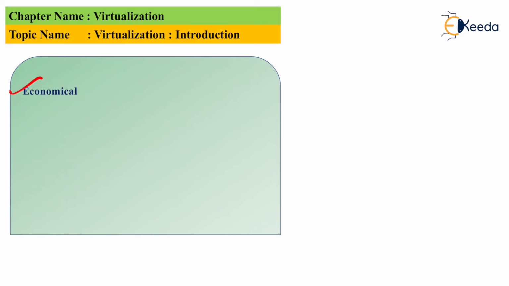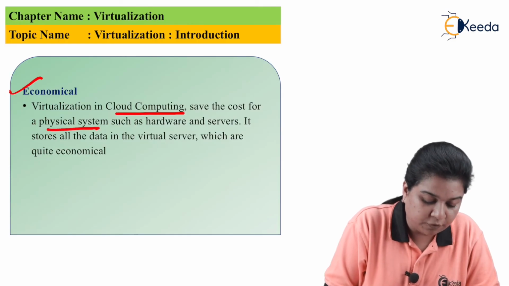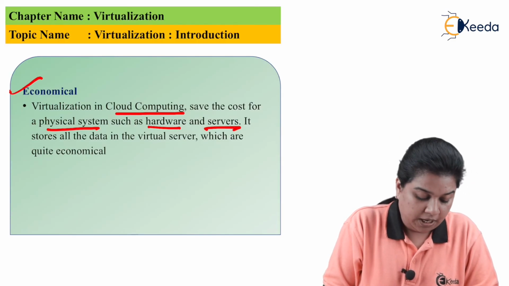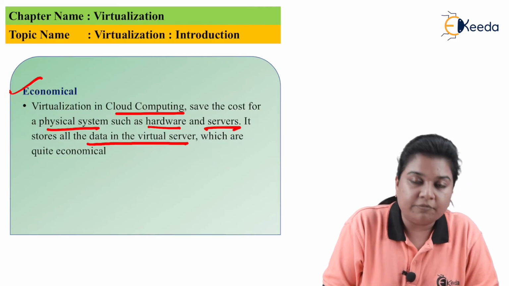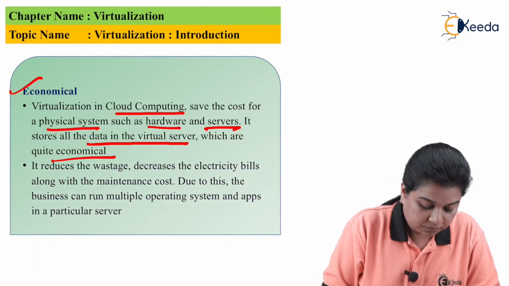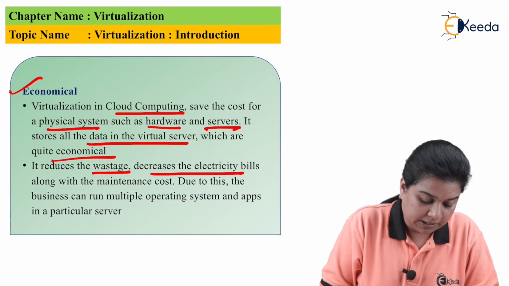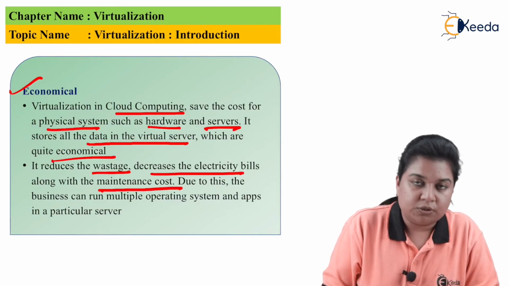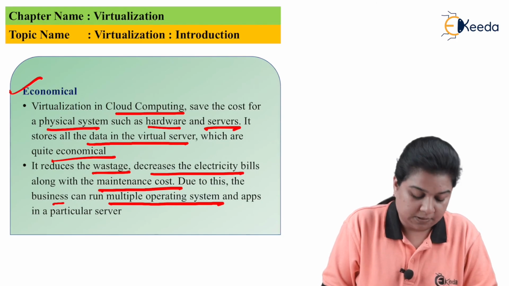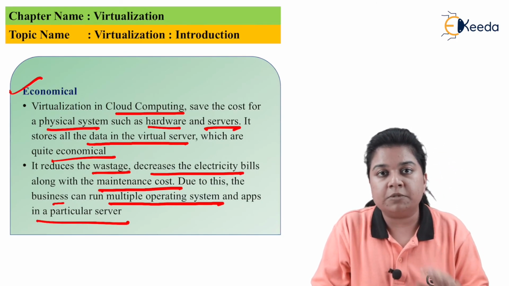Next point is economical. Virtualization and cloud computing save the cost of physical systems such as hardware and servers. It stores all the data in the virtual server, which is quite economical. It reduces wastage, decreases the electricity bills along with the maintenance cost. Due to this, businesses can run multiple operating systems and applications on the same server.